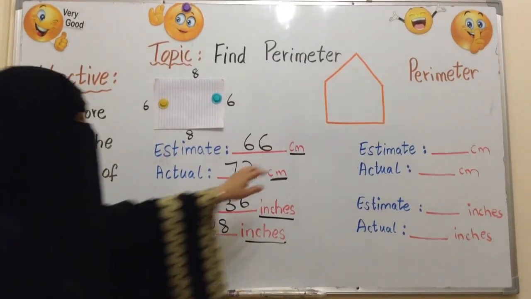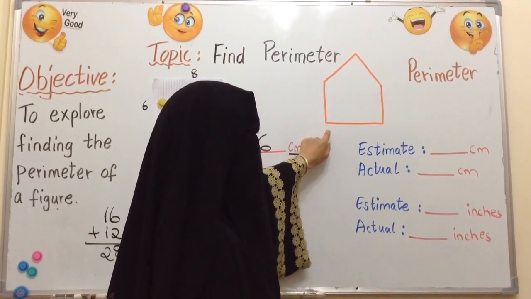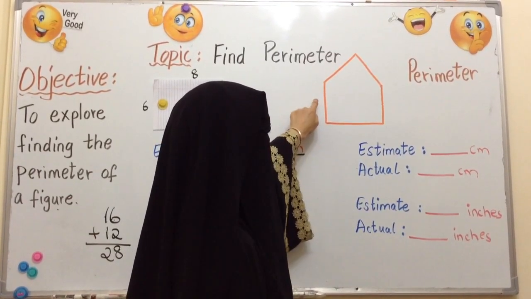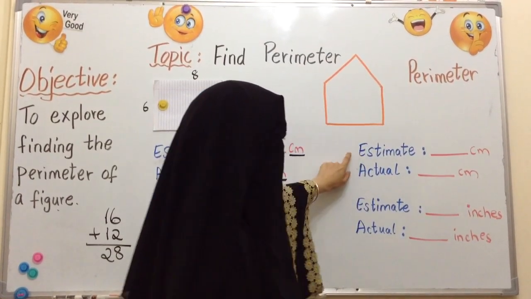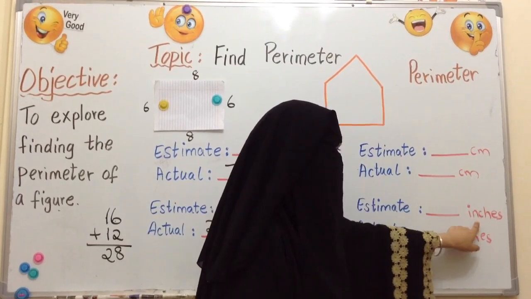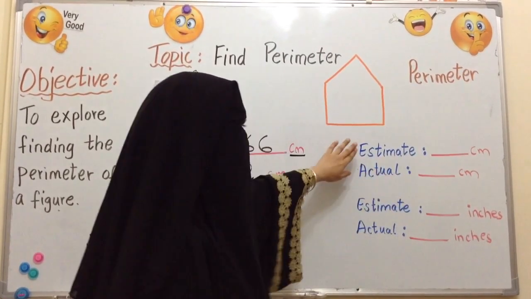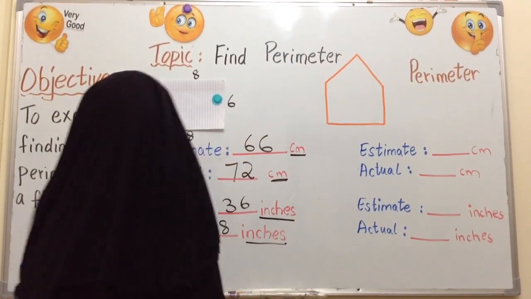Now here I have one more figure, okay. But this is not a square, it's not a rectangular, this is pentagon. Since it is having 5 sides, 1, 2, 3, 4, 5. Now, here again we are going to do in 2 units. One is the centimeters, the other is the inches. First, let us do for the centimeters in the same way what we did for the rectangular shape.